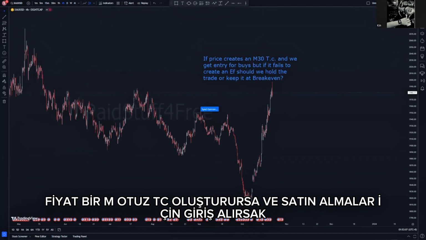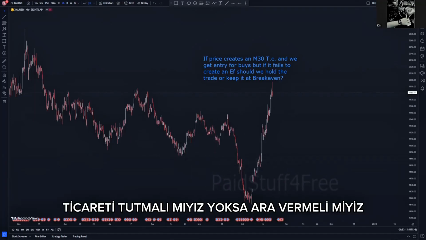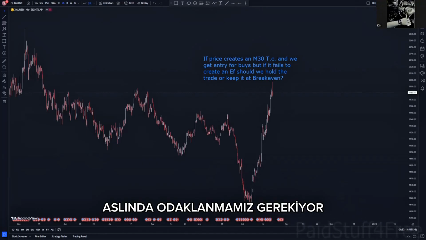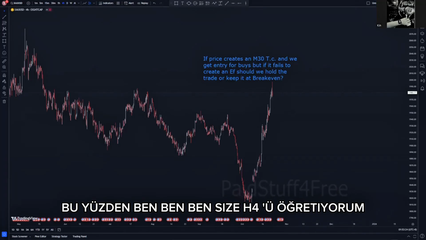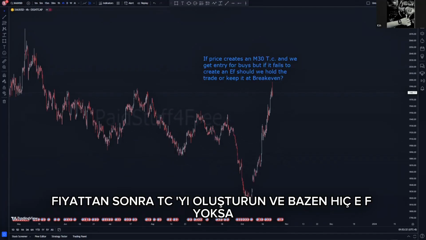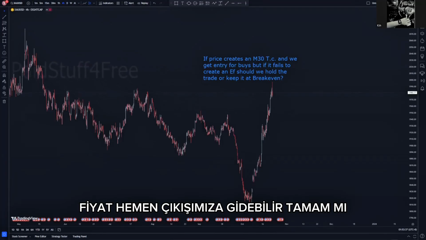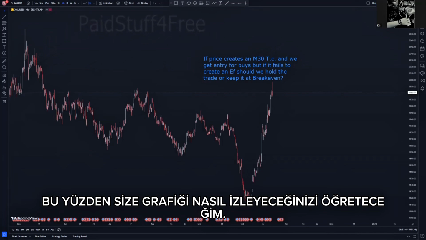If price creates an M30 TC and we get entry for buys, but it fails to create an EF, should we hold the trade or keep it at break even? Actually, we need to focus on the H4. That's why I teach you guys about the H4. We need to understand from where to where the price is going. After the price creates the TC, sometimes if there is no EF at all, the price can just go straight away to our exit. But we need to monitor. That's why I'm going to teach you guys how to monitor the chart after this.